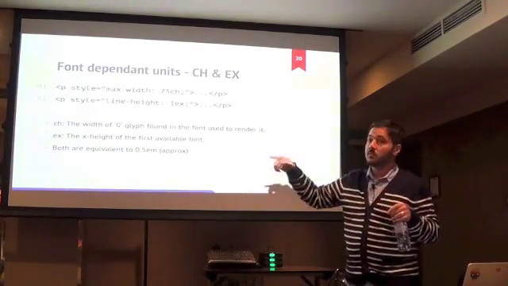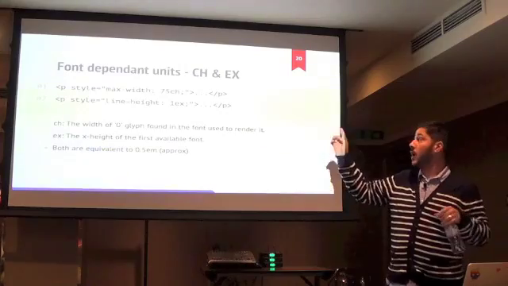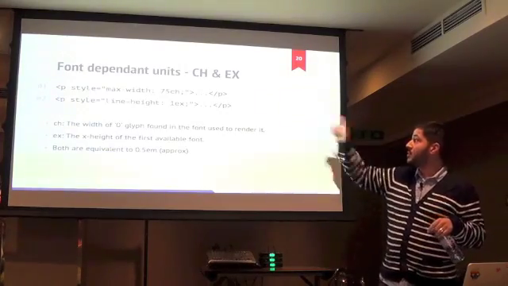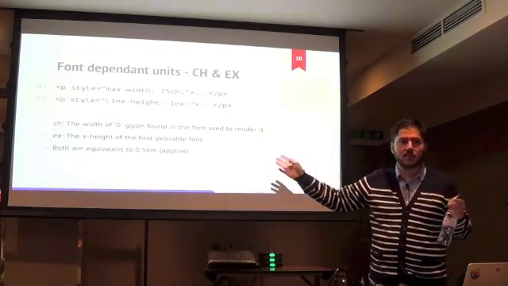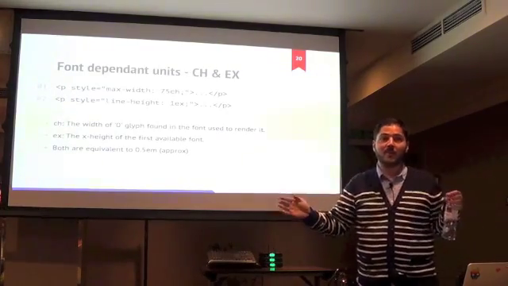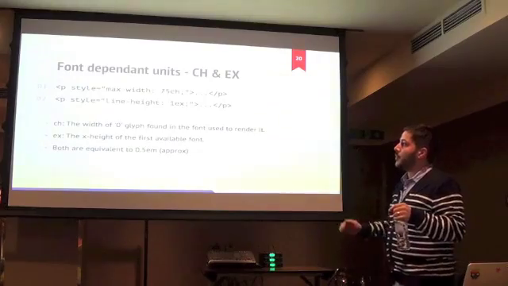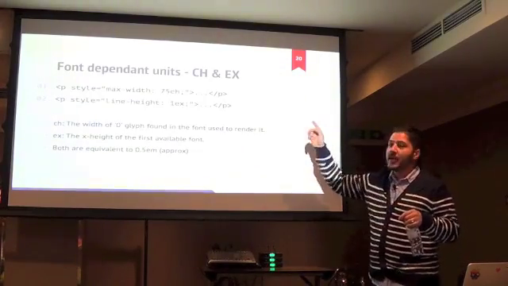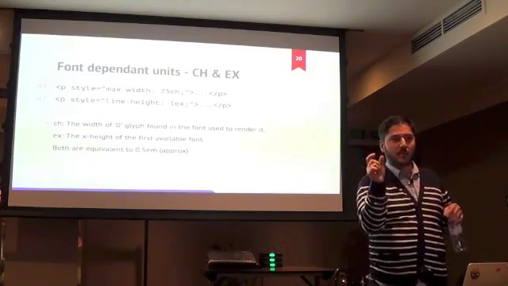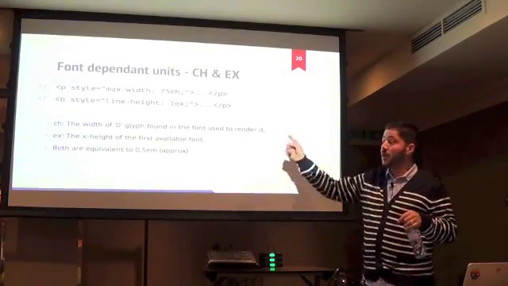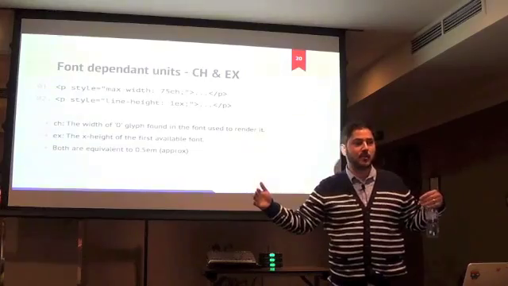These two units are known as font-dependent units. CH is basically equivalent of characters per line. I don't know, has anyone actually heard of this? Great, because I hadn't up until about 2 weeks ago either. So the idea is this. CH is defined by the width of the 0 glyph, the 0 character in a typeface. So 75 CH will be the equivalent of 75 zeros.